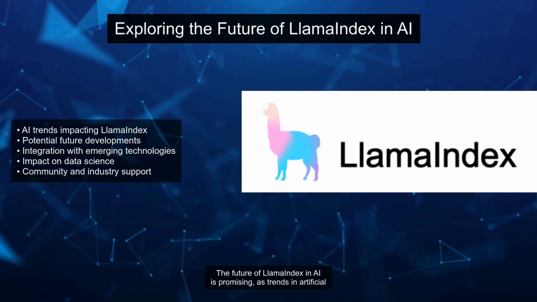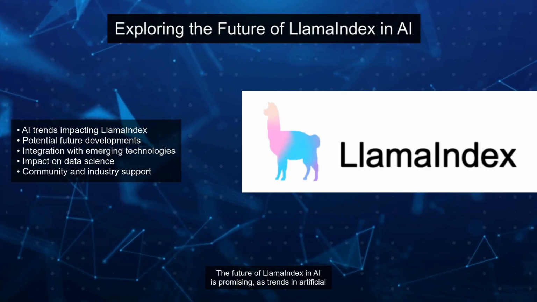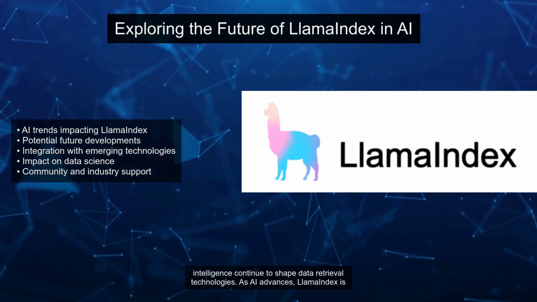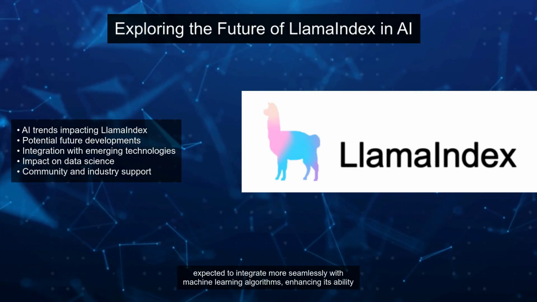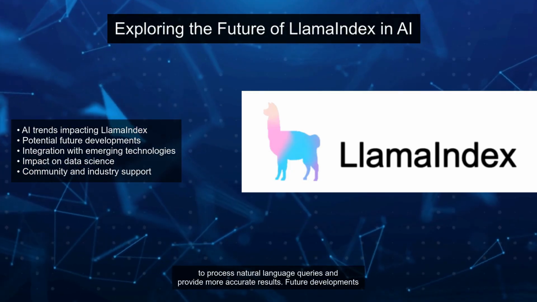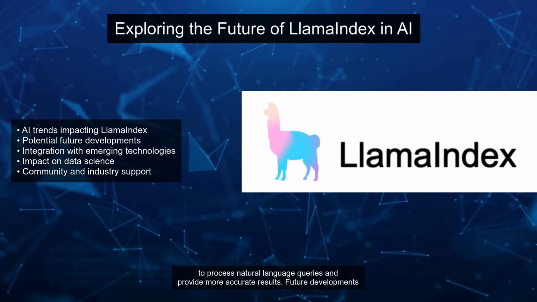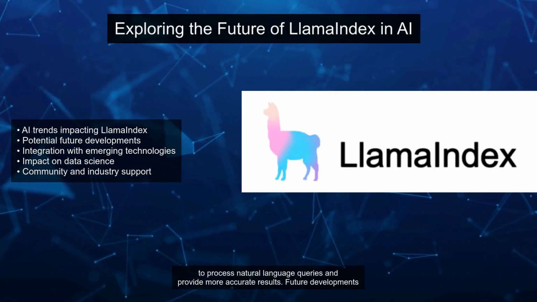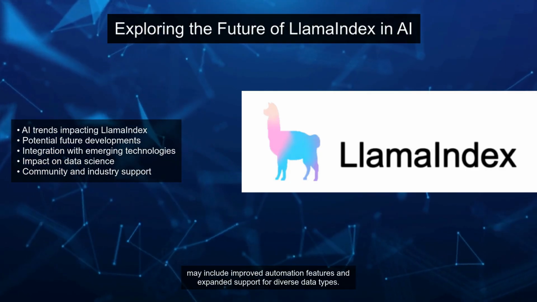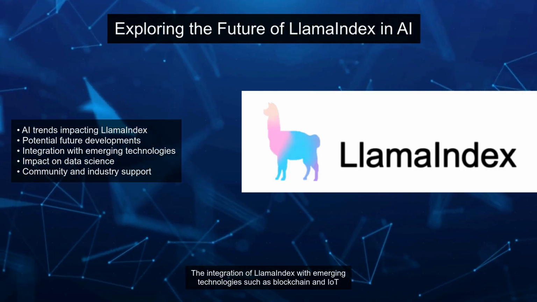The future of LlamaIndex and AI is promising, as trends in artificial intelligence continue to shape data retrieval technologies. As AI advances, LlamaIndex is expected to integrate more seamlessly with machine learning algorithms, enhancing its ability to process natural language queries and provide more accurate results. Future developments may include improved automation features and expanded support for diverse data types.